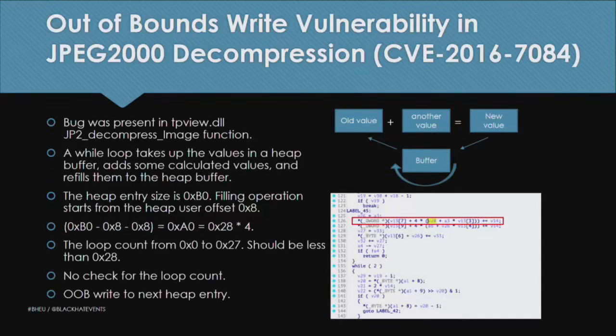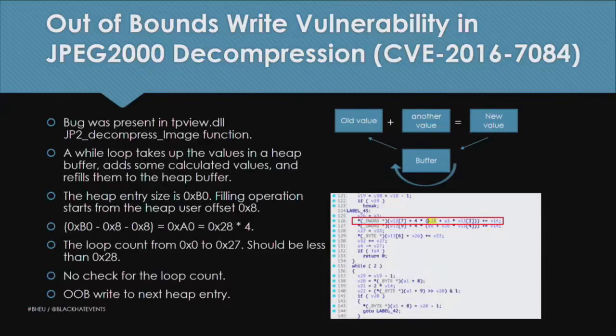This out-of-bounds write vulnerability is present in the tpview.dll JP2 decompression image function. In this function, it allocates many buffers to hold every decompressed data and also does some data operations on them. Look at the picture.